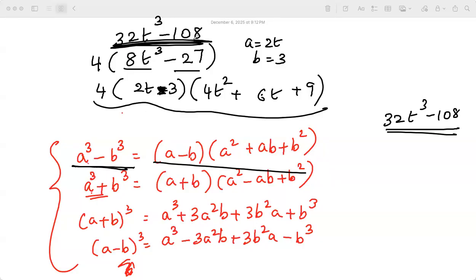Okay, shall we go ahead? I want to do one more problem. Let's see this one. Okay, this is a good one.